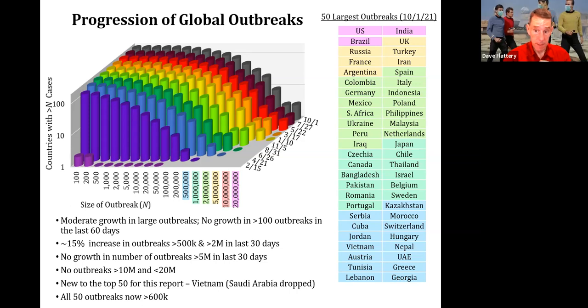So we don't have any outbreaks between 10 million and 20 million still. So you have these big three, the US, India, and Brazil, that are all over 20 million cases. Then you have Europe and Western Asia outbreaks like Turkey and Iran and UK and Russia that are in the 2 to 5 million, or the 5 to 10 million range. And then the rest as the categories go down. The minimum size in the top 50 outbreaks is now about 600,000. So it was about 500,000 last month. So that continues to creep up.